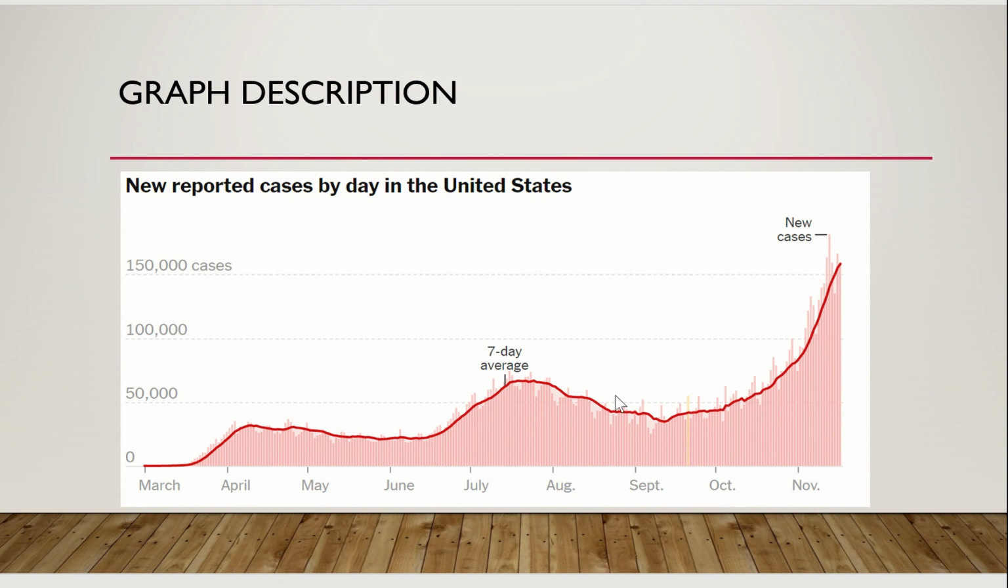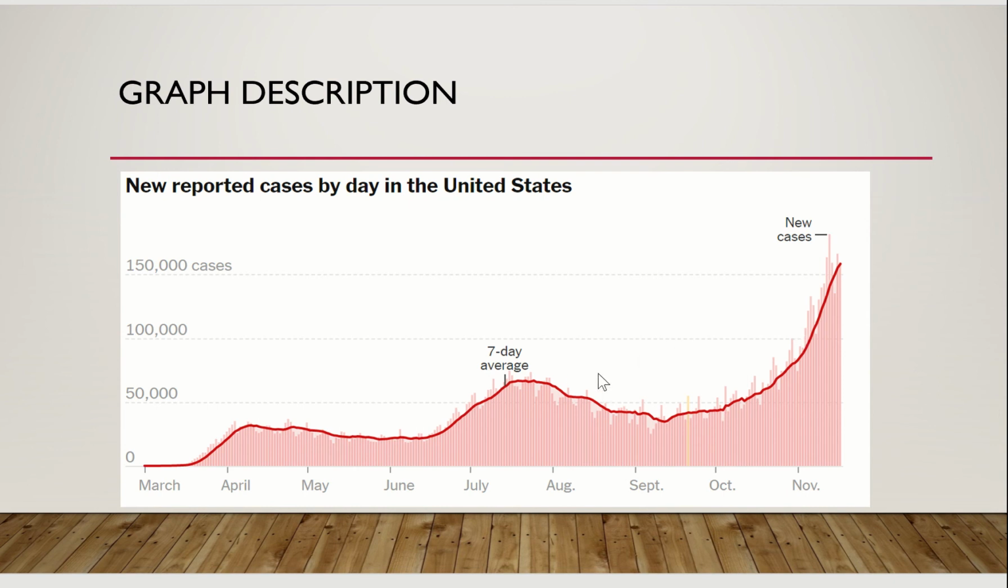This shows newly reported cases of coronavirus by day in the United States. So each one of these bars shows the daily number of COVID cases, and the red line shows the 7-day average, right?